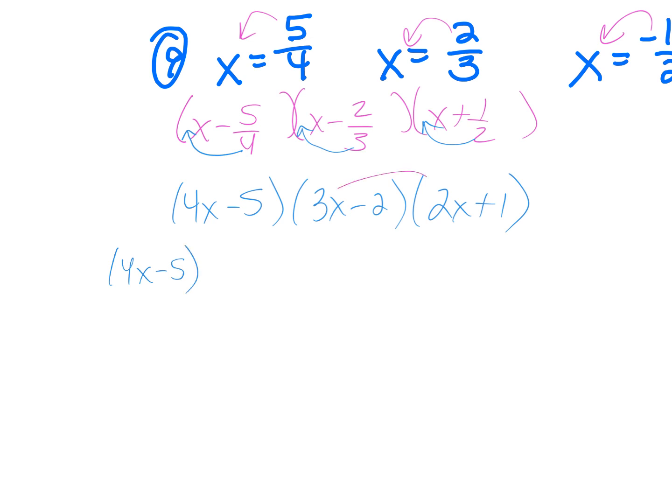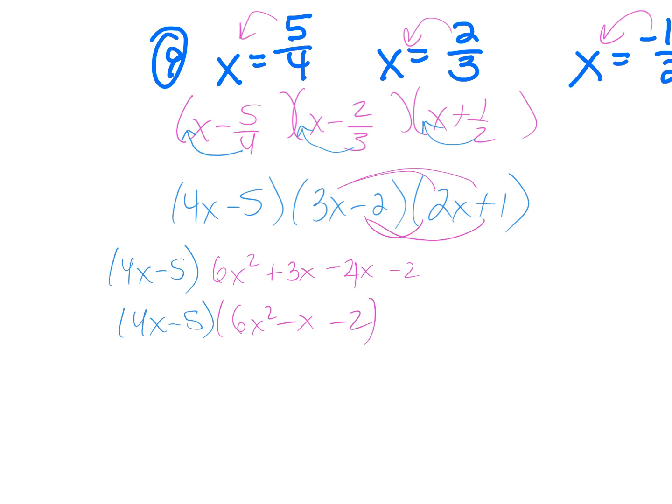So 3x times 2x is 6x squared. 3x times 1 is plus 3x. Negative 2 times 2x is minus 4x. Negative 2 and 1 is minus 2. Oh, here? Yeah, I don't know why I wrote that. Thank you. So 4x minus 5, and then clean this up. 6x squared minus x minus 2, right?